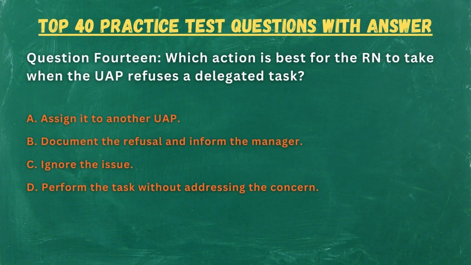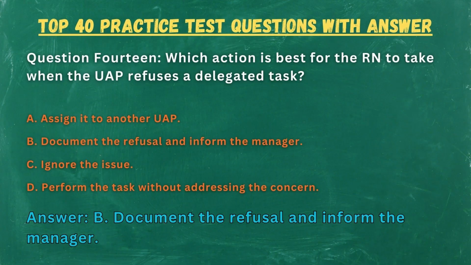Question 14. Which action is best for the RN to take when the UAP refuses a delegated task? A. Assign it to another UAP. B. Document the refusal and inform the manager. C. Ignore the issue. D. Perform the task without addressing the concern.